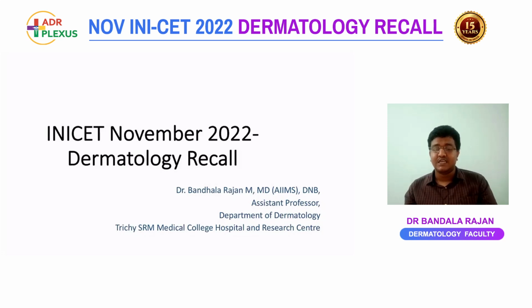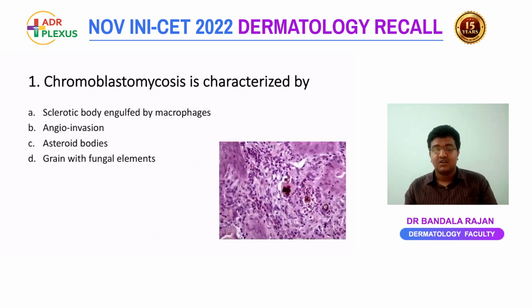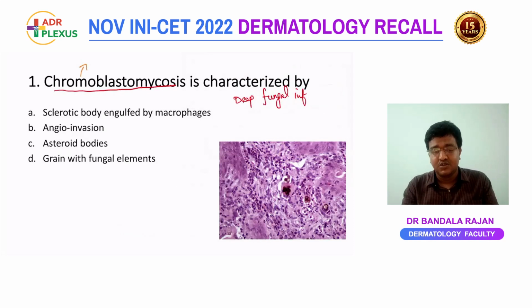Today, we are going to see about the recent INICET exam, November 2022, Dermatology questions recall session. First question asked was, Chromoblastomycosis is characterized by. First, Chromoblastomycosis is a deep fungal infection. We can easily remember that chromo means color. So, Chromoblastomycosis is characterized by copper penny bodies.